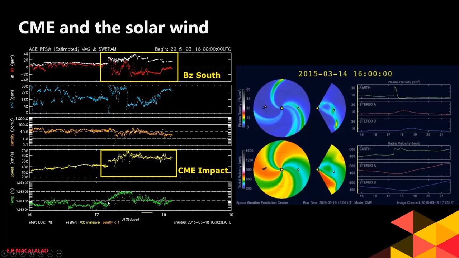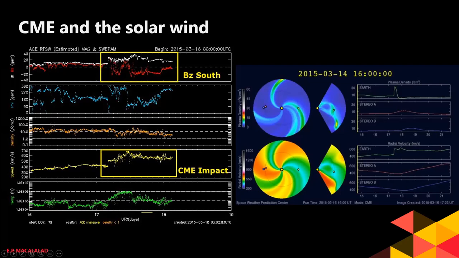By looking at the solar wind speed, you will notice that this is your background solar wind, typical 300, 400 kilometers per second. But once the CME impacted the Earth, the speed jumped to 500, and it reached about 700 kilometers per second in the middle of March 17. So this is an indication that the CME has impacted the Earth, because remember, the CME is a cloud of plasma, and it actually accelerates the background solar wind.